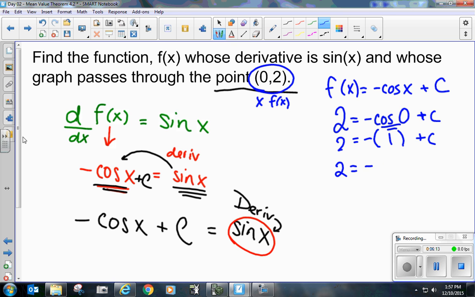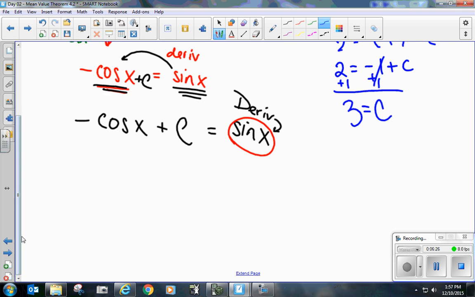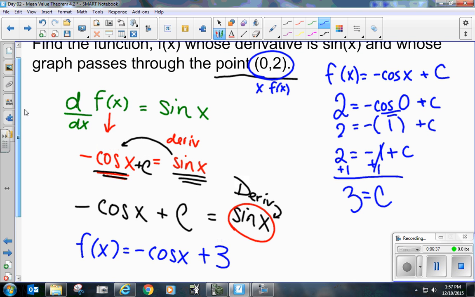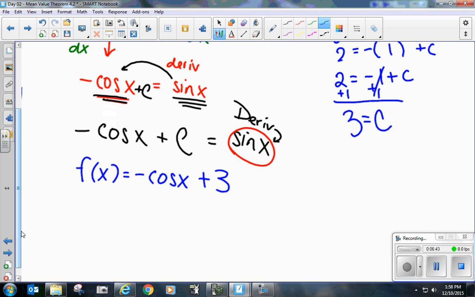So 2 equals negative 1 plus c. So what's c? C is 3. When I add 1 to both sides, I get 3 equals c. Now I have my c value, and now I have the exact function. My f of x equals negative cos of x plus 3. That goes through the point (0, 2), and its derivative is sine of x.